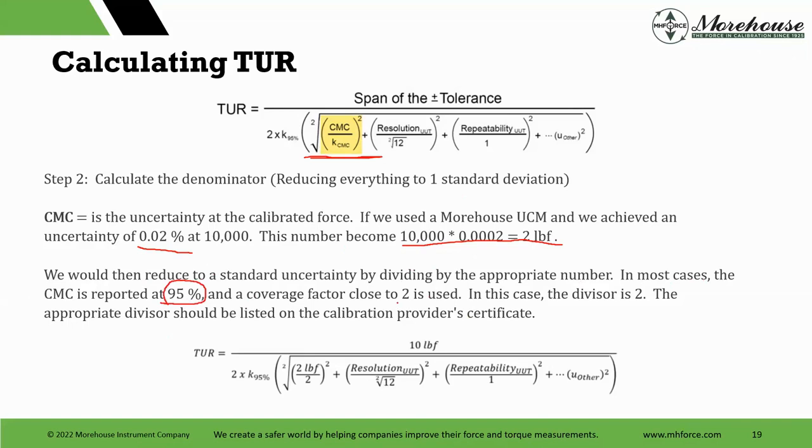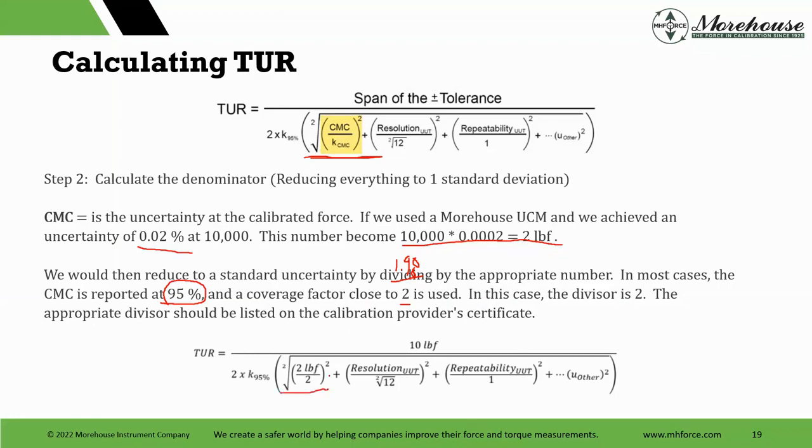But in most cases, people assume the coverage factor is 2. On all of our equipment, we can correct to make it 2, or you get a number and we just round up. If your sample size is long enough, you say, hey, I used an equation and it's 1.98, I'm rounding up to 2. But in any case, the assumed number is 2. In this case, the divisor is 2. The appropriate divisor should be listed on the certificate.